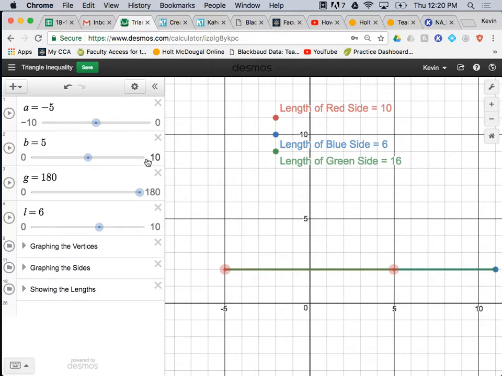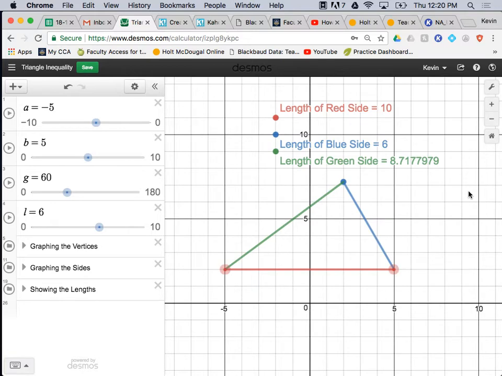Well, let's take a triangle that actually works. Let's say this triangle right here. Let's just pretend that that's 9. I can't make it equal exactly 9, but let's say that this is 9. This is 9, the blue side is 6, and this is 10. What do I notice about the green side plus the blue side? 9 plus 6 is what? 15, right?